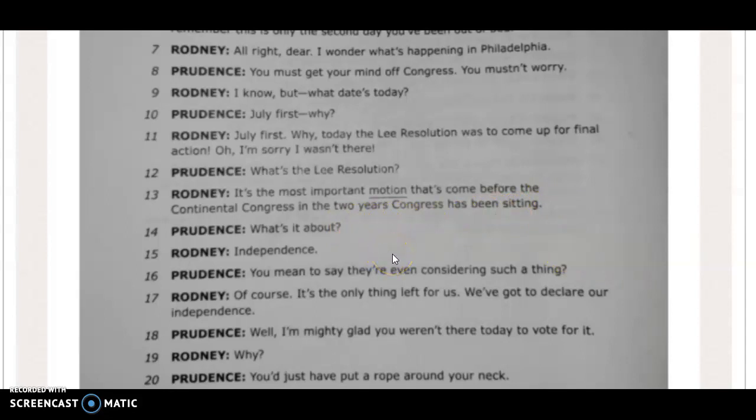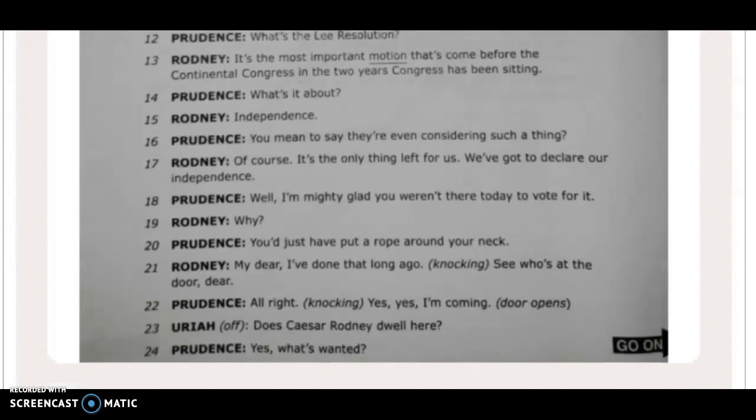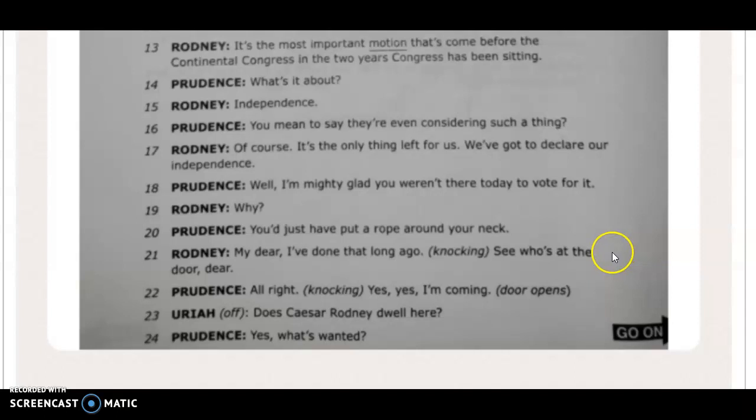Independence. You mean to say they're even considering such a thing? Of course, it's the only thing left for us. We've got to declare our independence. Well, I'm mighty glad you weren't there today to vote for it. Well, why? You just have put a rope around your neck. My dear, I've done that long ago. See who's at the door, dear. All right. Yes, I'm coming.